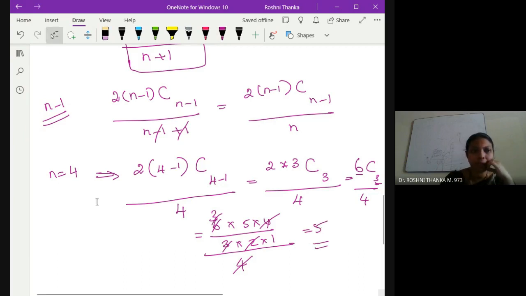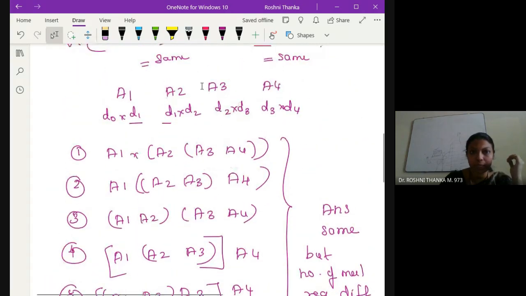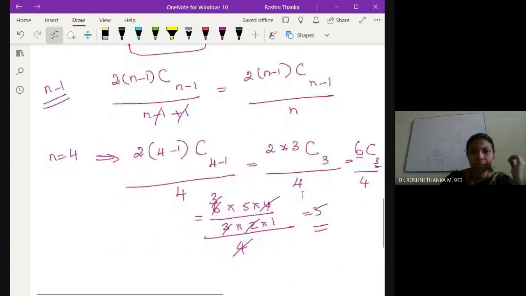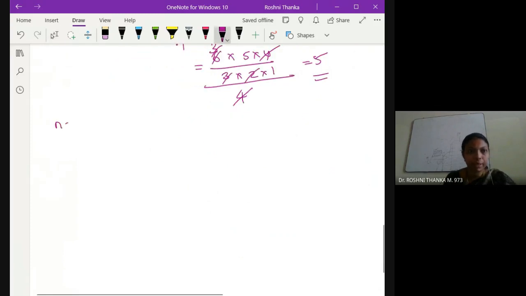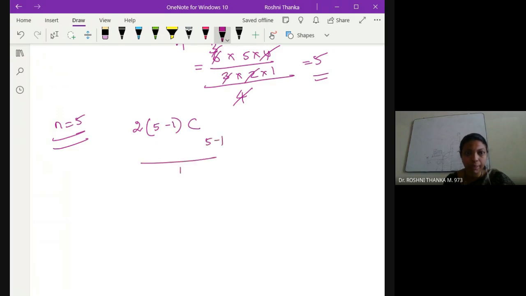So when the n value is 4, which means when I have 4 matrices, the number of combinations we get is 5. Similarly, you can work for some other number also. For example, if you take the n value as 5, you have to apply it in this formula. So how does it come? 2 into n minus 1 C n minus 1, divided by n. N here is 5. So you will get 2 into 4 C 4 divided by 5. So you will get 4 2s are 8 C 4 divided by 5.